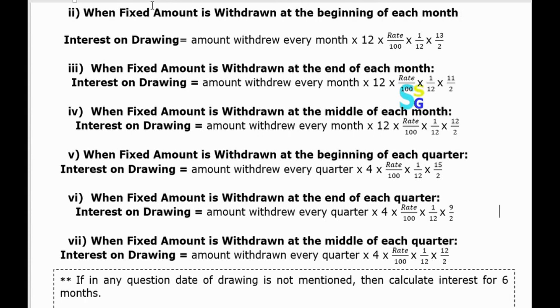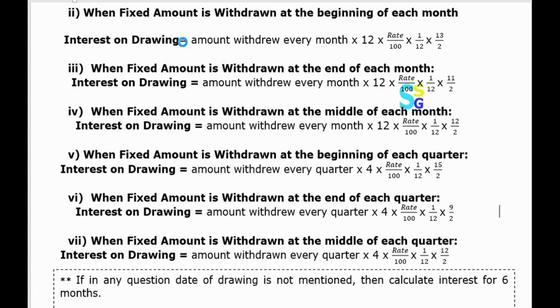But if those partners are withdrawing a fixed amount and the drawing intervals are also fixed, then instead of using that product method, we can use some formula. And what will be the formula? Let me tell you those things now. So the first criteria is when a fixed amount is withdrawn at the beginning of each month. So what is the formula?